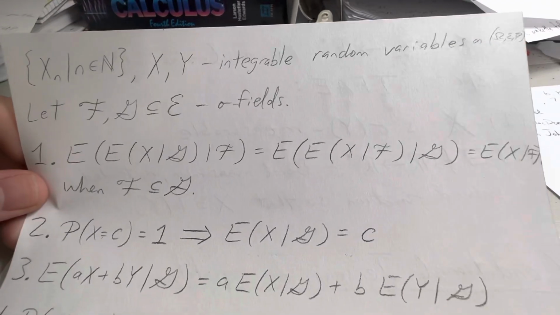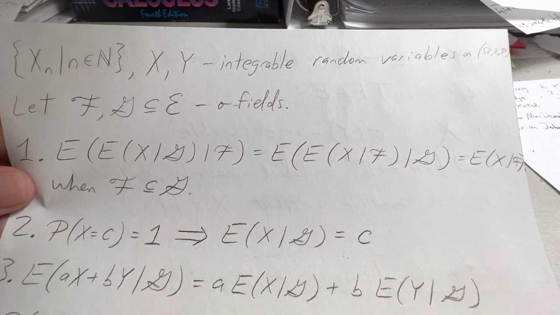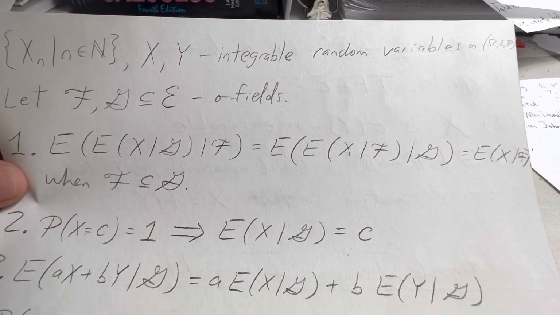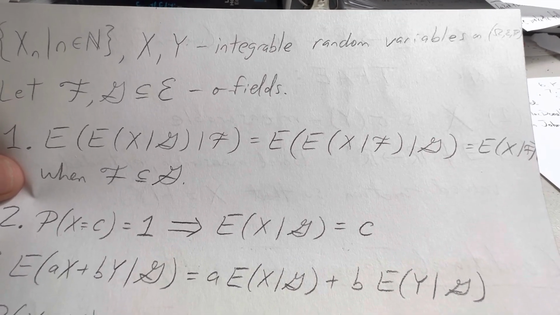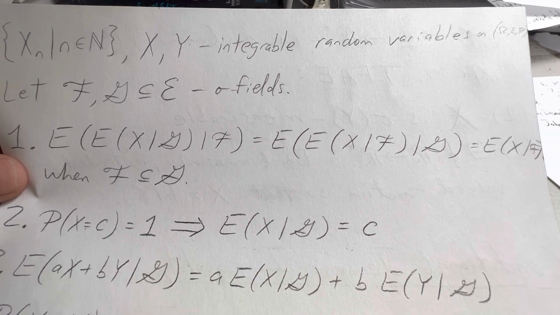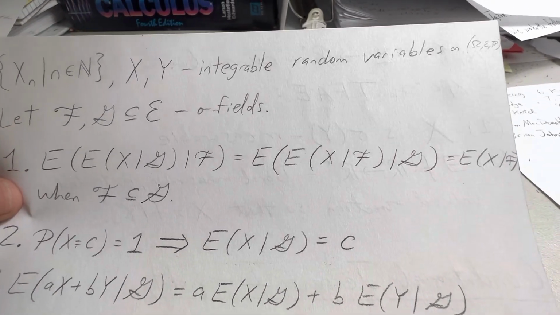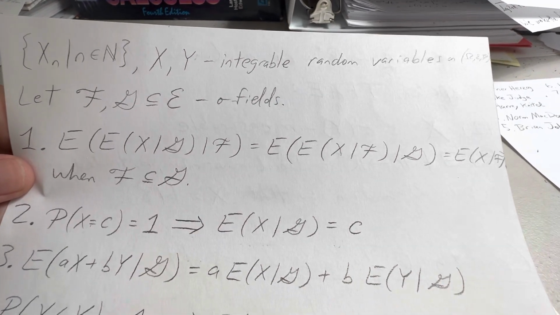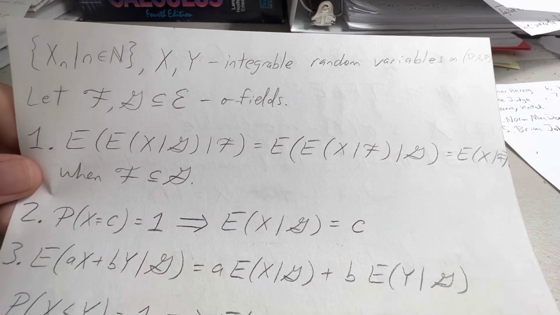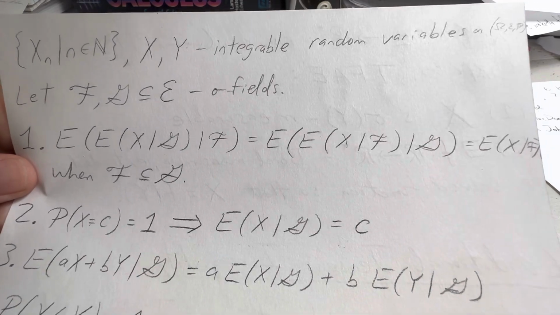So what's the first one say? If we take the expectation of x given G given F, then this is the same as if you replaced F with G and G with F, and then that reduces to the expectation of x given F, provided that F is inside of G. In his notes, he calls this smaller sigma field wins.